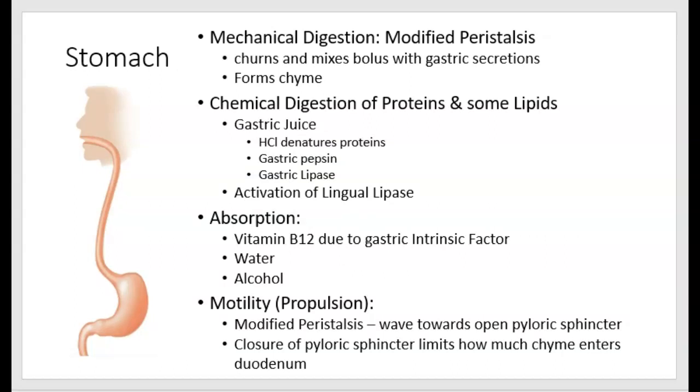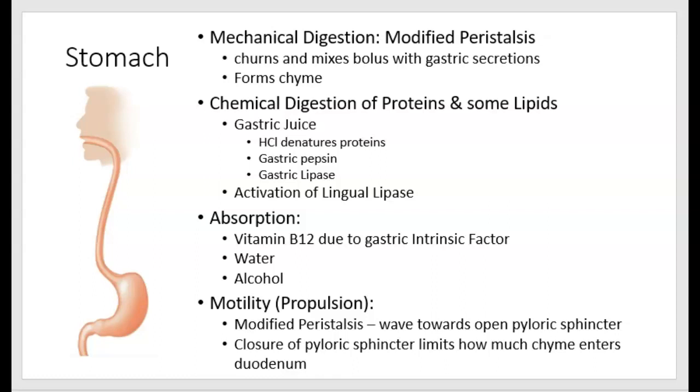Now, in the stomach, we have this food bolus that is mechanically digested by a type of modified peristalsis that starts in the cardiac region and then continues to the pyloric region. There's also a little bit of erratic contraction which churns and mixes the bolus with gastric secretions. There's gastric juice. This process forms chyme.